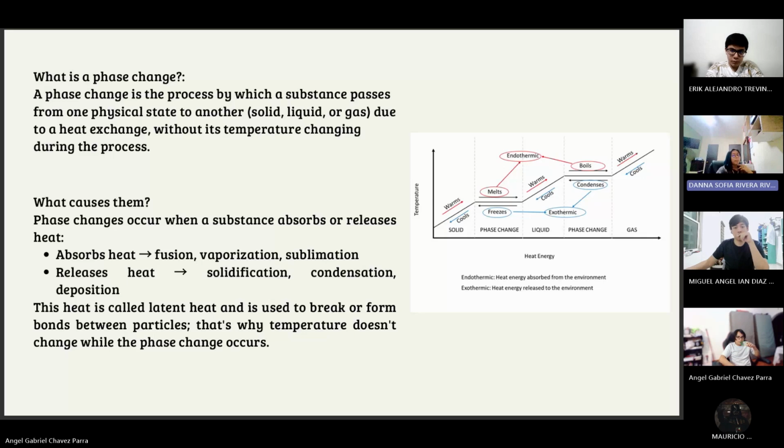What causes them? Phase changes occur when a substance absorbs or releases heat. Absorbs heat: fusion, vaporization, sublimation. Releases heat: solidification, condensation, and deposition. This heat is called latent heat and is used to break or form bonds. That's why temperature doesn't change while the phase change occurs.